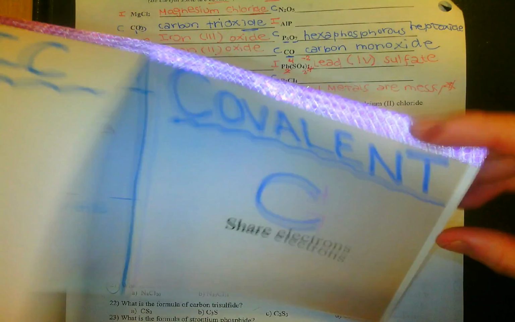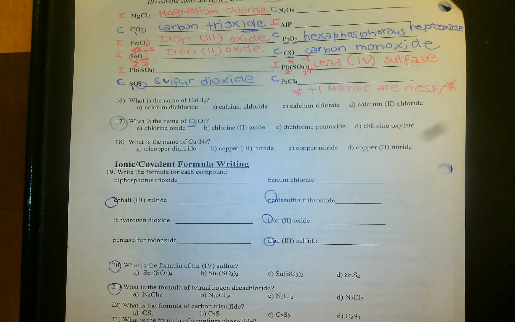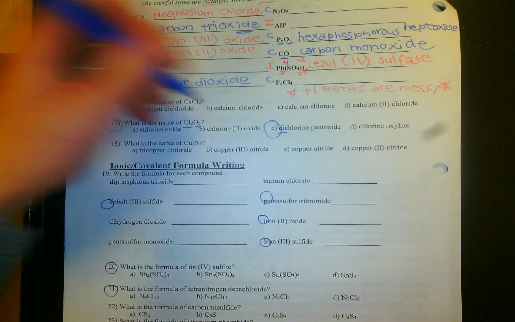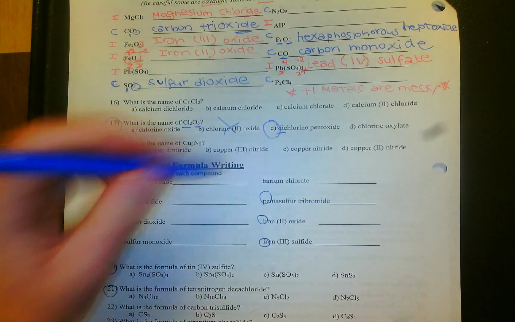Okay, and if it helps, use your foldable. I love this. It's very helpful. Cl2, so I know it must be dichlorine, and then I'm looking for 5, pentoxide. I can eliminate anything with a Roman numeral right from the beginning. So we know it has to be that answer. It's the only one that has a prefix.